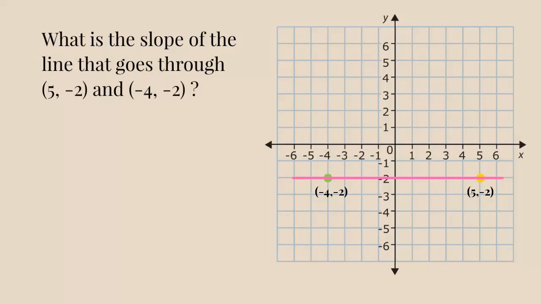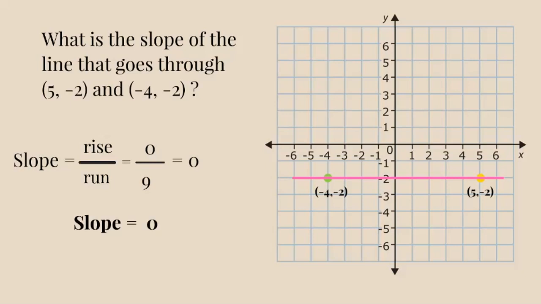So what's my change in y? -2 minus -2 is 0, so I didn't rise anything. So if slope equals rise over run, we rose 0 and ran 9. So our slope is equal to 0. It has no inclination and it's a completely horizontal flat line.